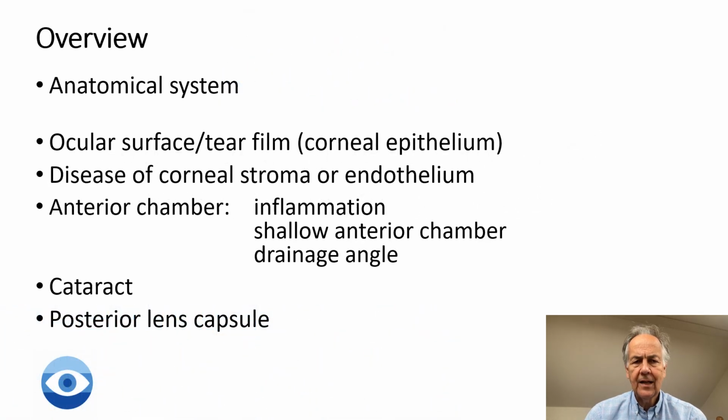For this lecture, I plan to use an anatomical system to identify structures in the anterior ocular segment that may cause visual loss. We can consider the causes of visual loss coming from ocular surface or tear film as problems involving the corneal epithelium. Disease of the corneal stroma or endothelium may account for reduced vision. Moving in a posterior direction from the cornea, we will consider anterior chamber causes of visual loss, including inflammation, shallow anterior chamber, and drainage angle abnormalities.